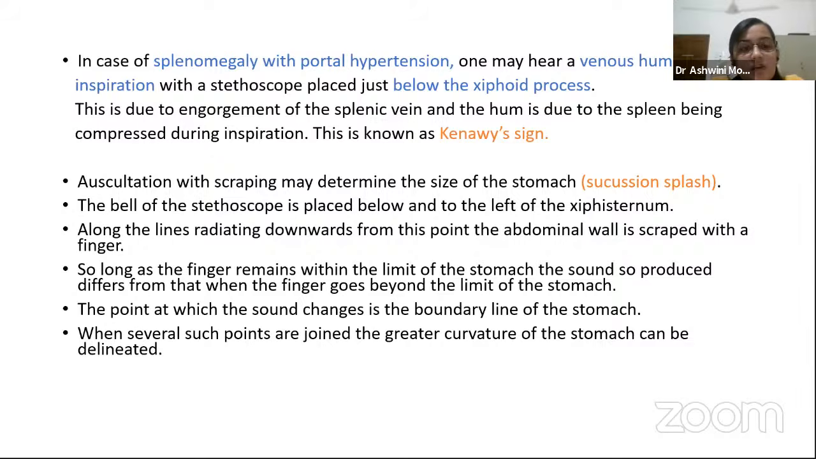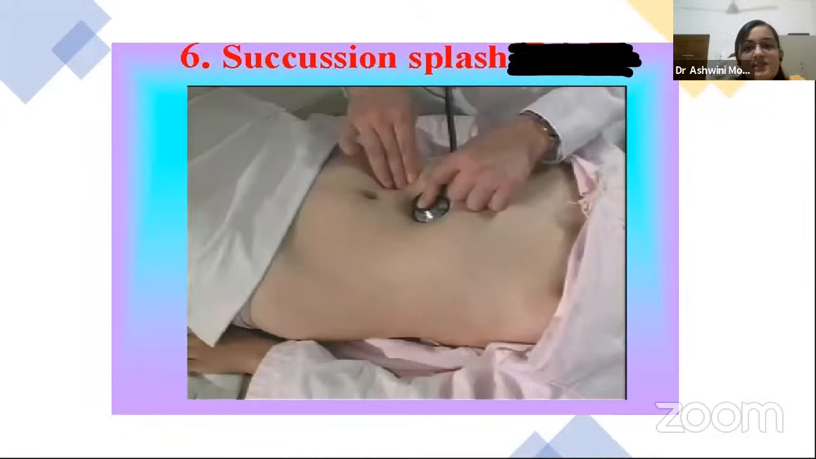It differs from that when the finger goes beyond the limit of the stomach. The point at which the sound changes marks the boundary of the stomach. When several such points are joined, the greater curvature of the stomach can be delineated. So in the succussion splash, we are moving fingers, scratching over the abdomen and listening with the stethoscope, and we can mark the greater curvature by this method.